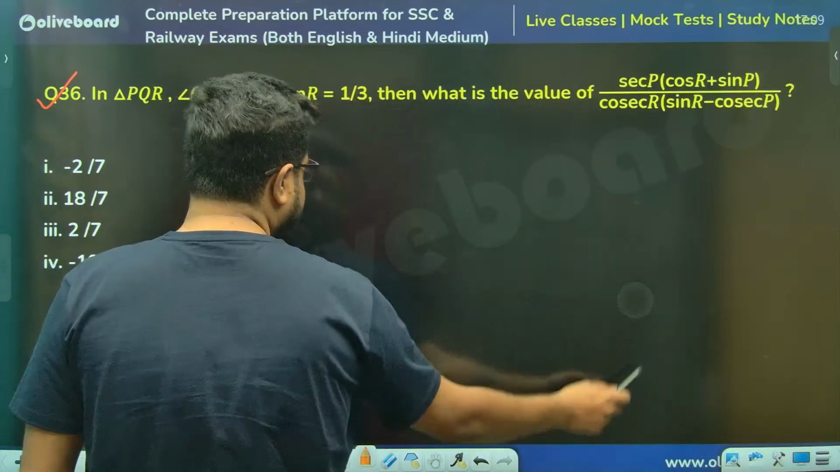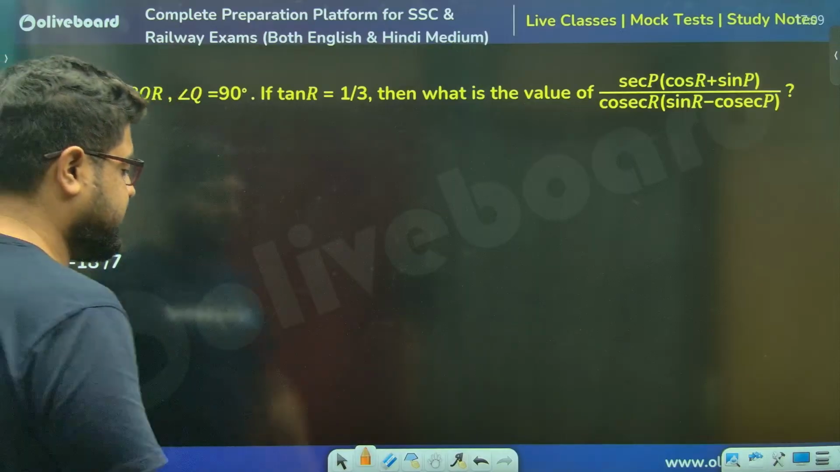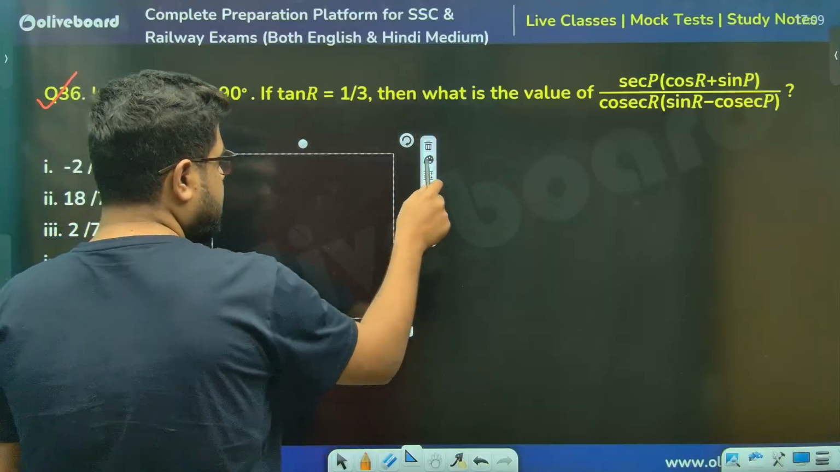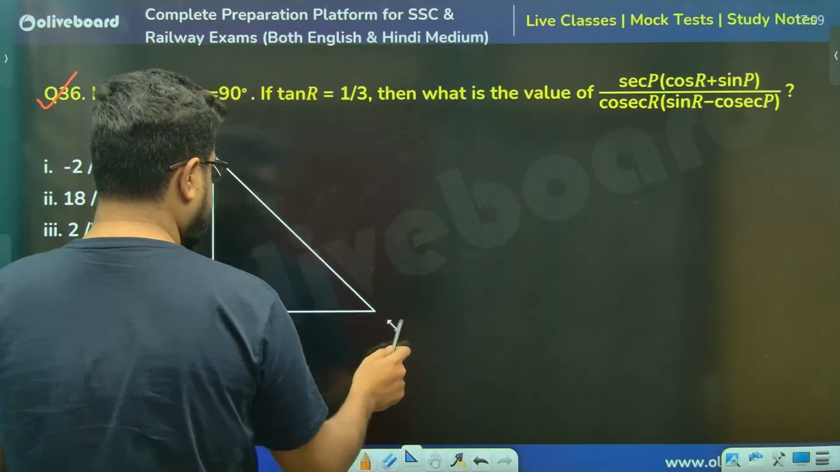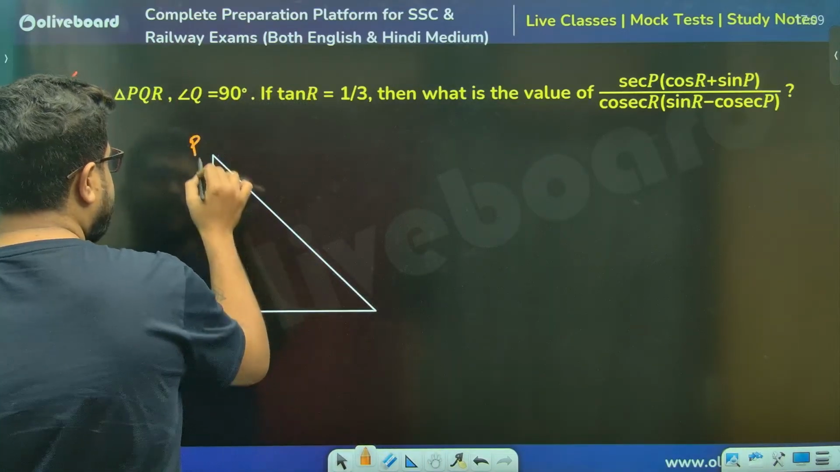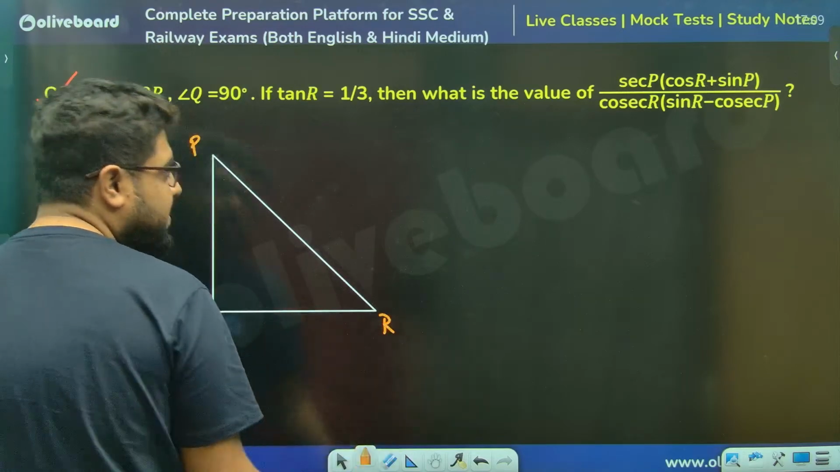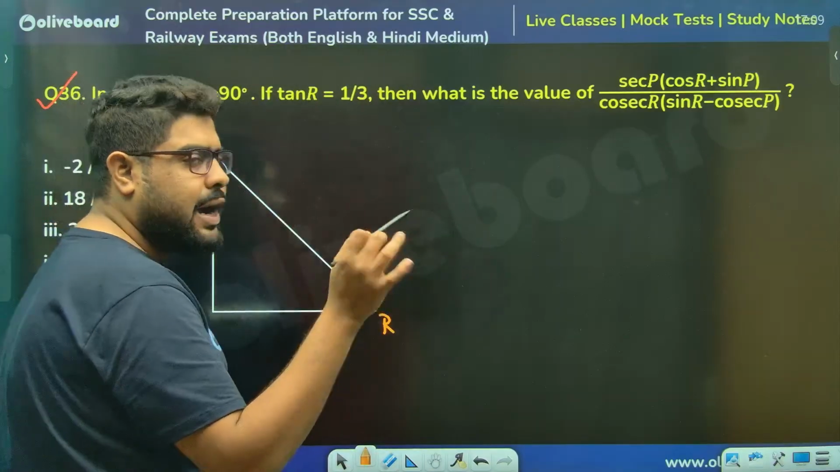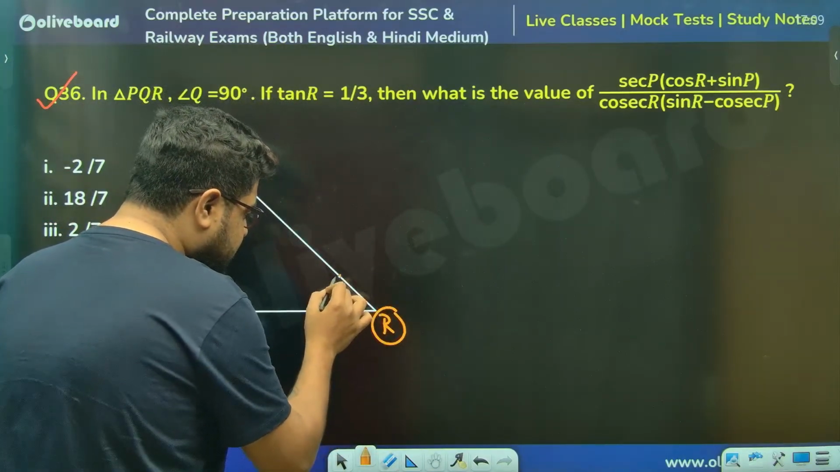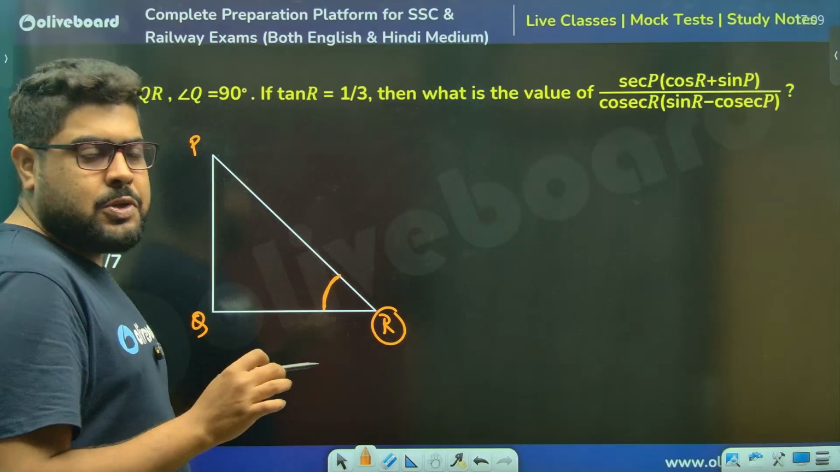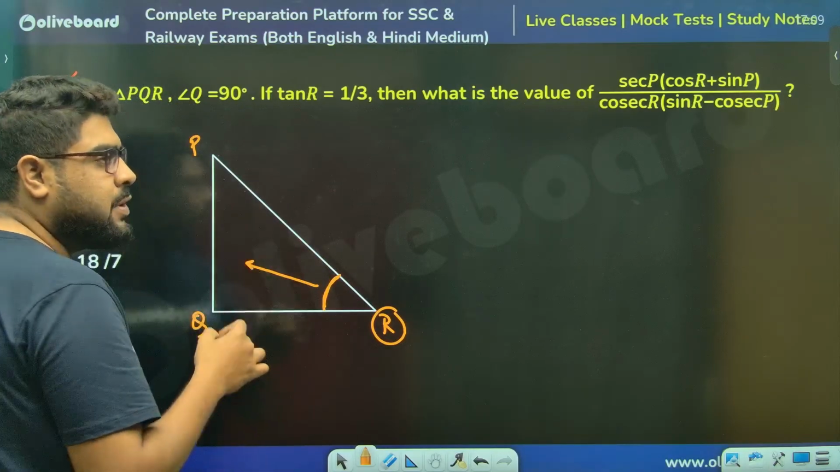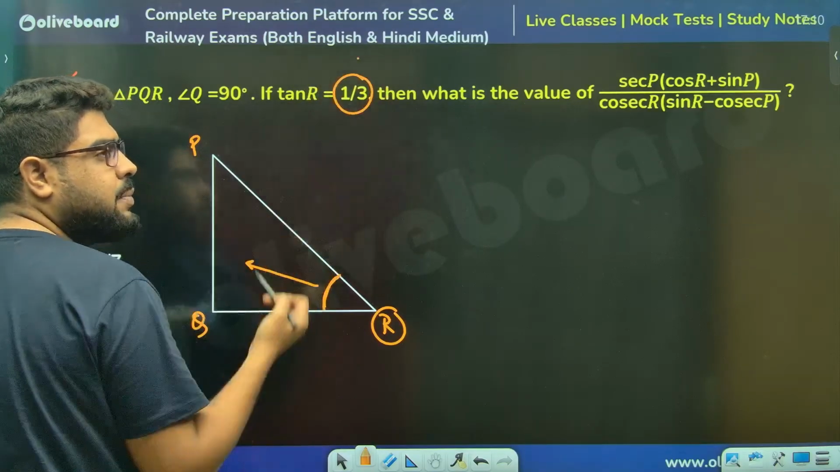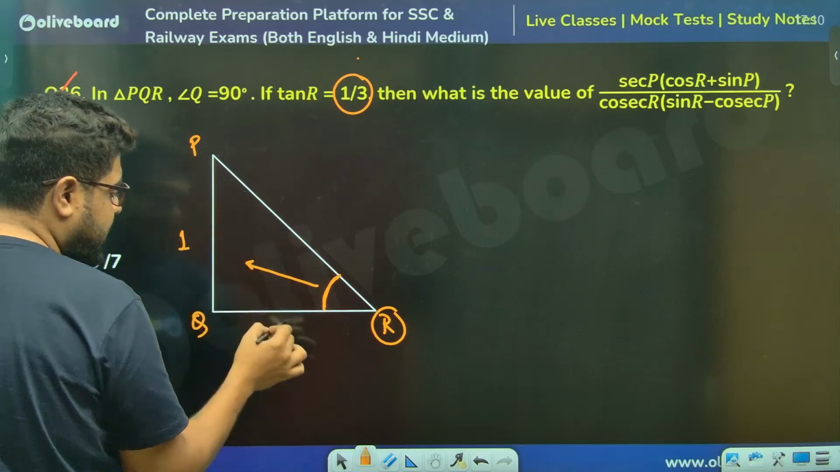Chalo, PQR, Q is 90, so it's a right angle triangle they're talking about. Q is 90 means this is Q and this is R. Now, tan R value is 1 by 3, meaning the angle is R. Opposite to that angle is always the perpendicular or the altitude. Tan means perpendicular by the base. So perpendicular is 1 and the base is 3.